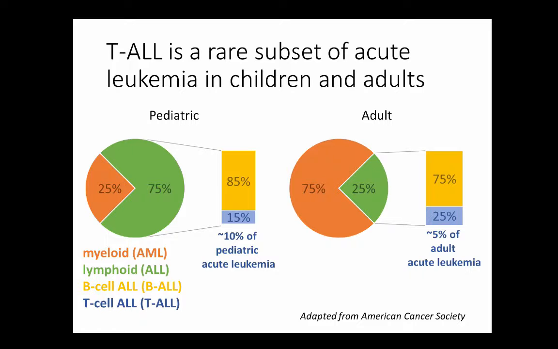Within those lymphoid malignancies, we can subdivide 2 subtypes of ALL, whether they arise from B cells, shown in yellow, or T cells in blue. And as you can see in both children and adults, TALL represents the minority of cases in acute leukemias, such that only about 10% of childhood acute leukemias are TALLs, and even more rarely in adults, approximately 5%. So this is a rare entity.